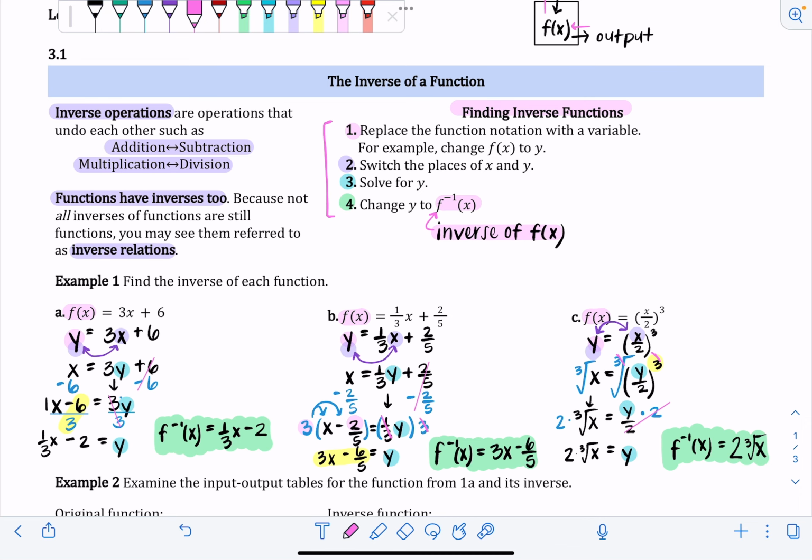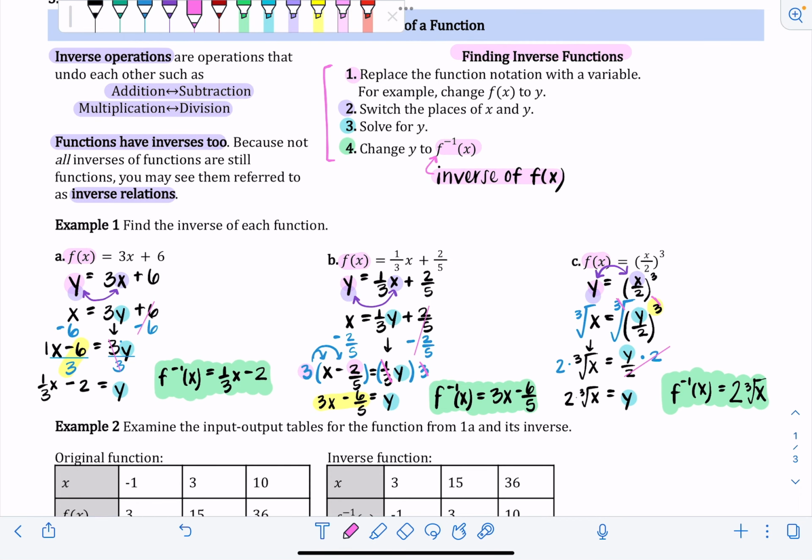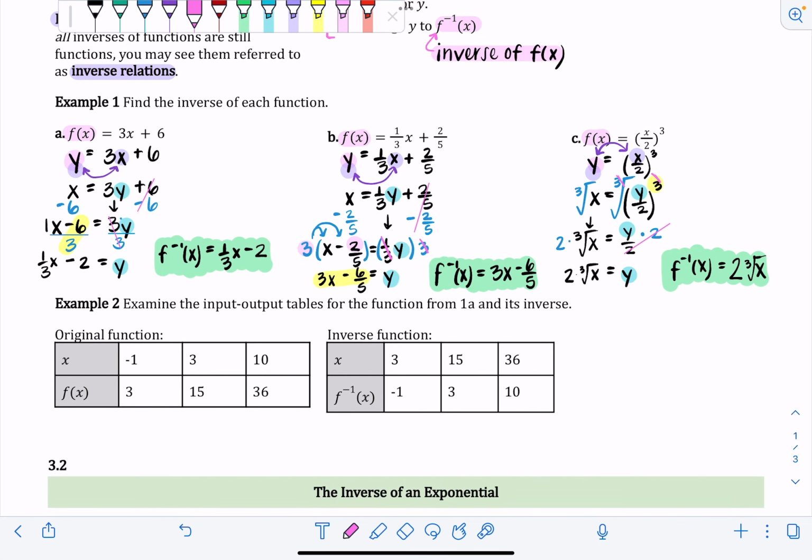And then for example 2, there's not a whole lot to do. I just wanted us to notice something. So example 2, examine the input and output tables for the function from 1a and its inverse. So this first table is f of x equals 3x plus 6. It's the input output table. So if I were to put -1 into that function, I would get out 3 and so on. And then this is the inverse function from that same problem. So the one on the left is the original, the one on the right is the inverse.